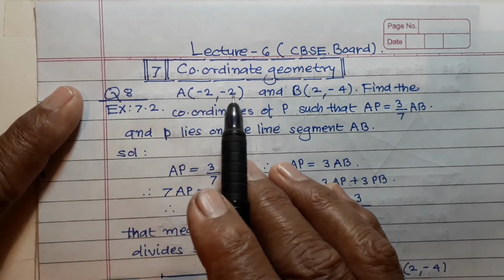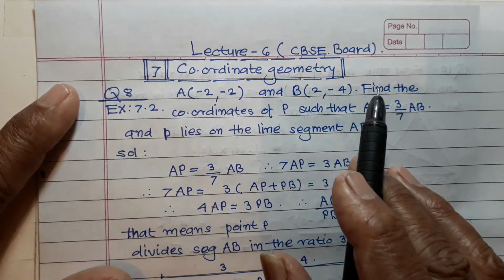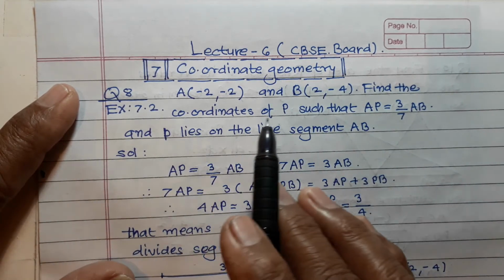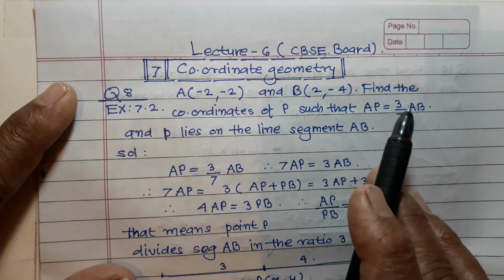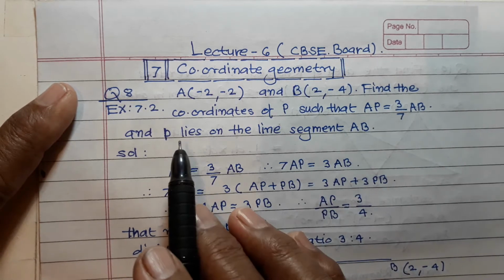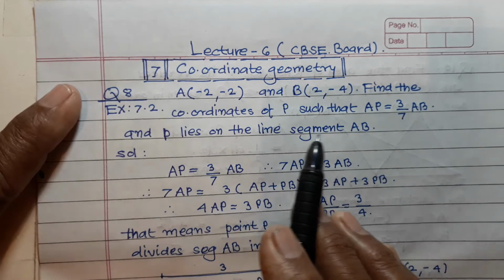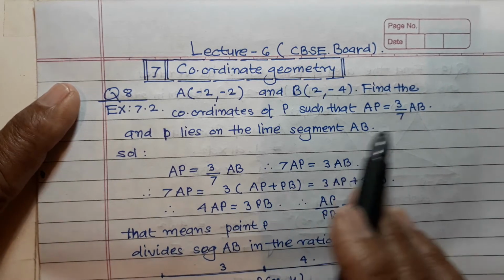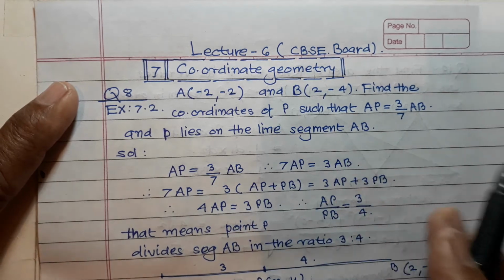A(-2, -2) and B(2, -4). Find the coordinates of P such that AP = 3/7 AB, where P lies on the line segment AB.